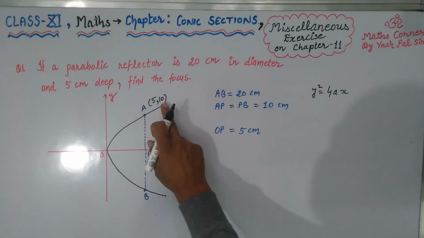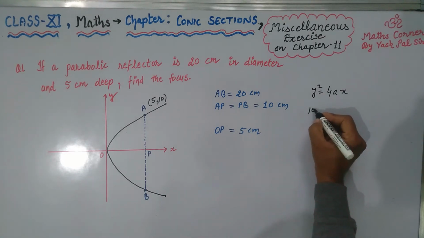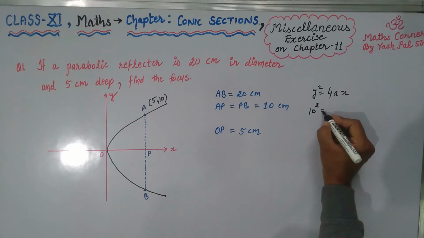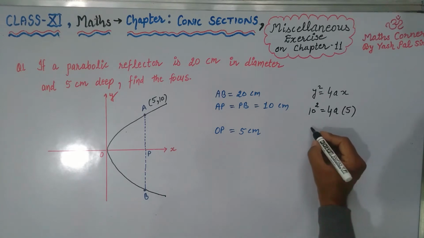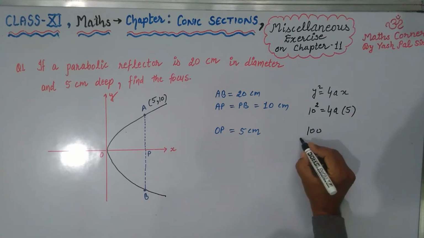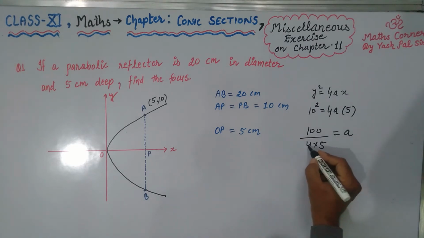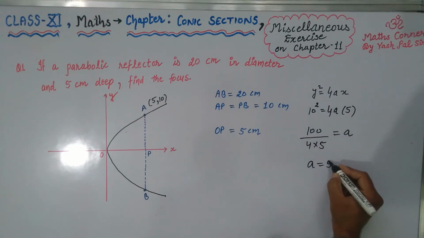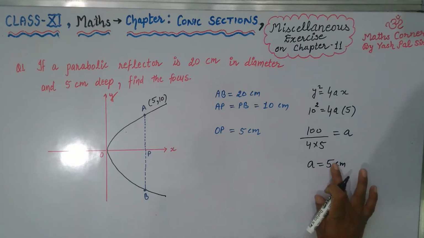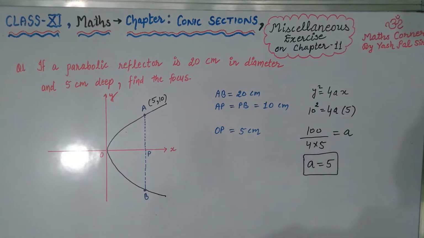So we put y equal to 10, x equal to 5 in this equation. We have 10 whole square is equal to 4a into 5. So this becomes 100 divided by 4 into 5 equals a. 4 into 5 is 20, 20 into 5. So the value of a is 5 centimeters, or just, what is a? a is equal to 5. Right? Now what can we do?